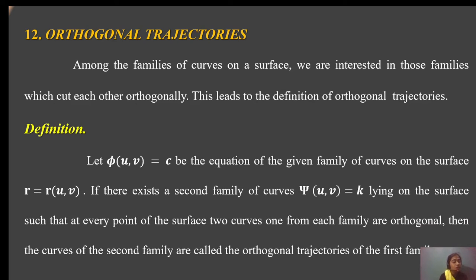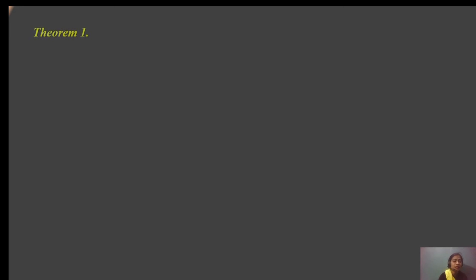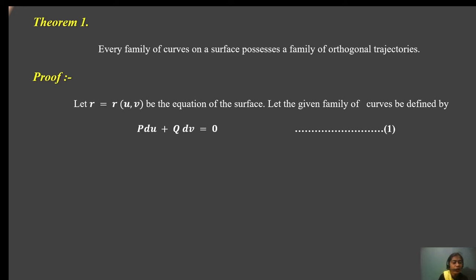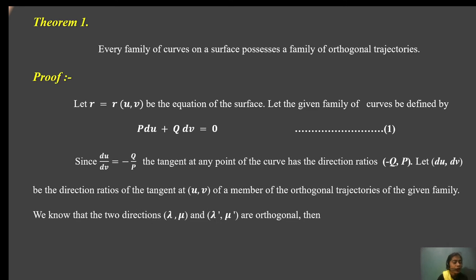Let phi(u,v) equals c be the equation of the given family of curves on the surface r equals r(u,v). If there exists a second family of curves phi(u,v) equals k lying on the surface such that at every point of the surface the curves, one from each family, are orthogonal, then the curves of the second family are called orthogonal trajectories. Okay, now the first theorem: every family of curves on a surface possesses a family of orthogonal trajectories. Okay, the proof will be given.